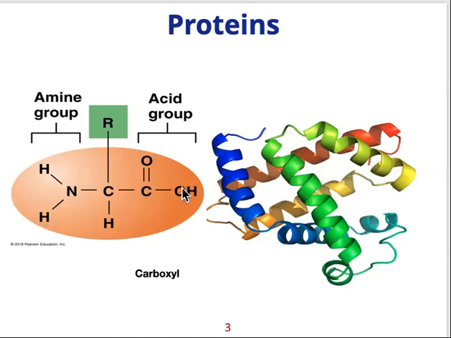All amino acids are identical except for your R group, and it's this difference in R group that makes each amino acid chemically unique from one another. All amino acids, however, you can see they all contain carbon, oxygen, hydrogen, and nitrogen.